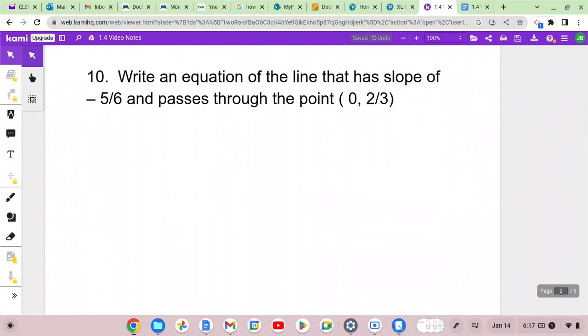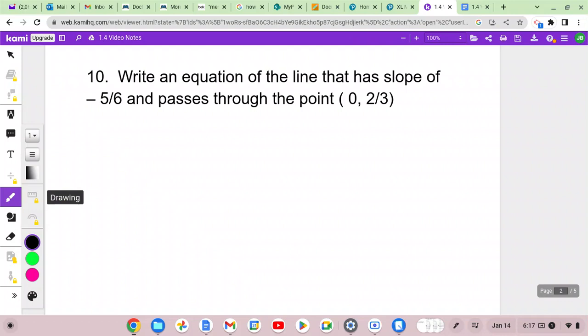For number 10, write an equation of the line that has a slope of negative 5 over 6 and passes through the point 2/3 with a 0 for the x. First, we see slope of negative 5 over 6. Slope again is m. Anytime you have the x with a 0, it tells us the y-intercept.